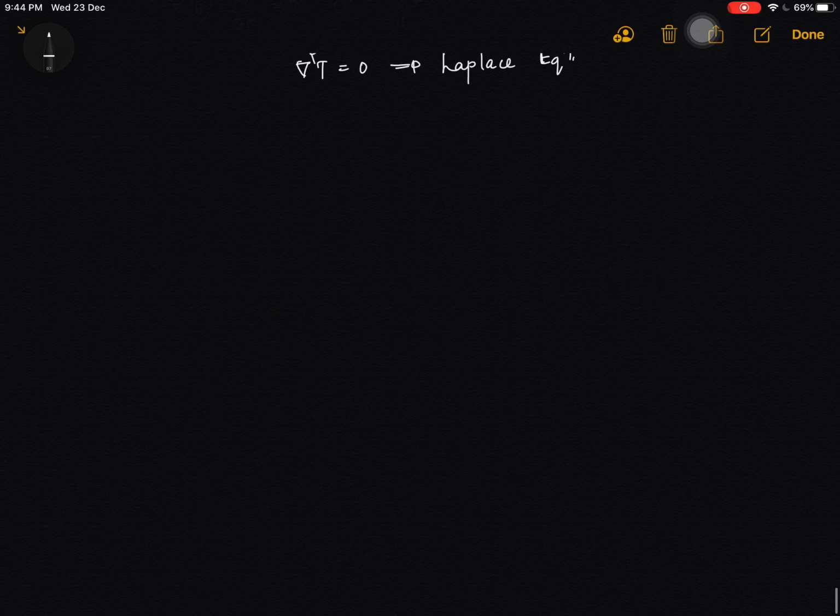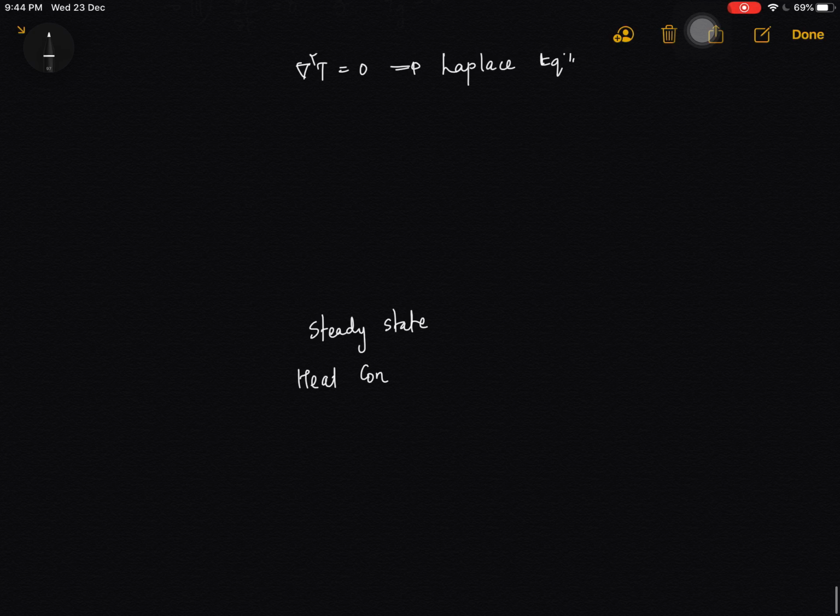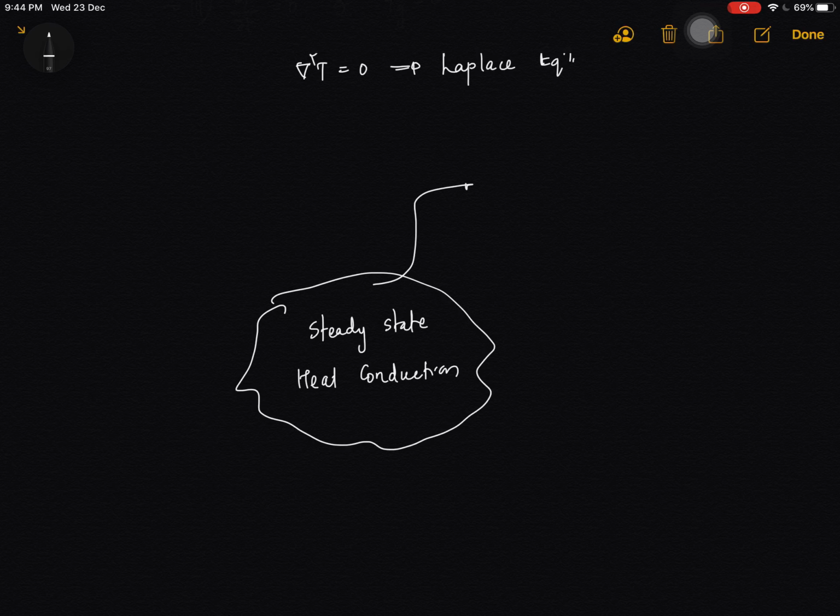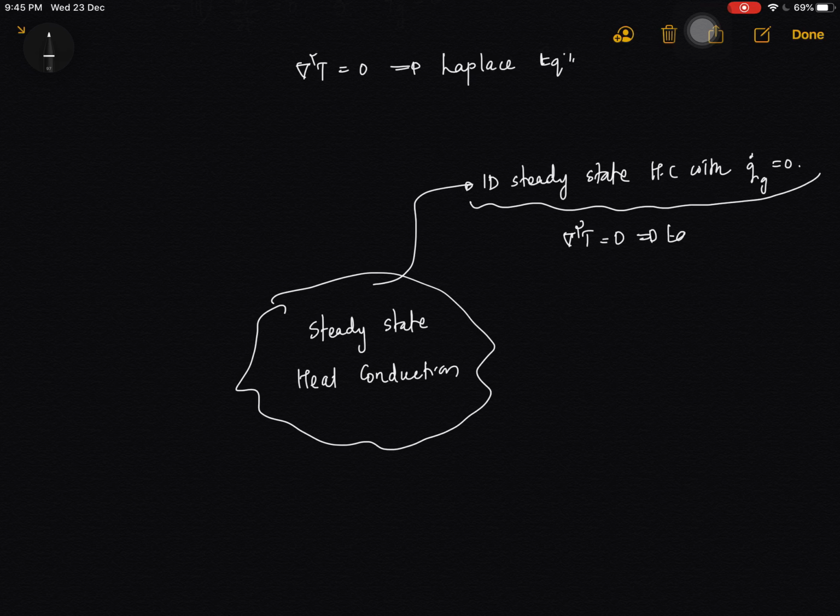Okay, and now let's deal with steady state heat conduction. For this, we have dealt with one dimensional steady state heat conduction with no heat generation, that is Q dot G equal to 0, and the governing equation for this particular case was del square T equal to 0, which is the Laplace equation.